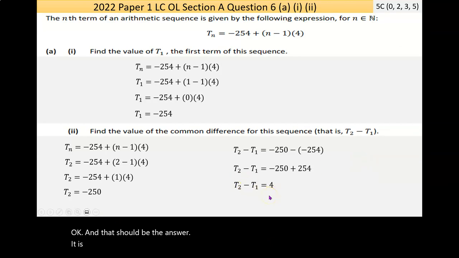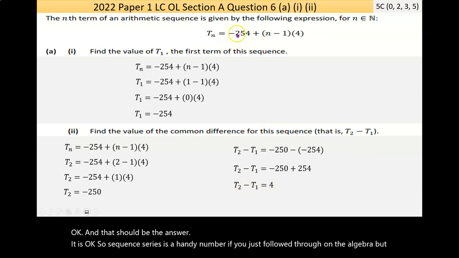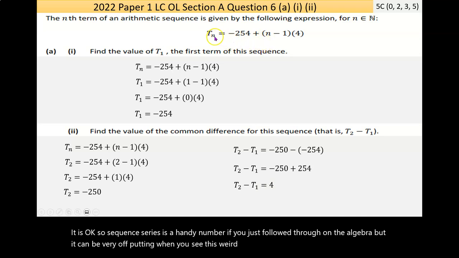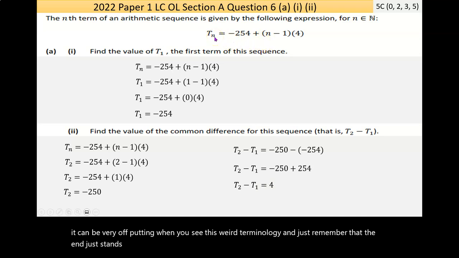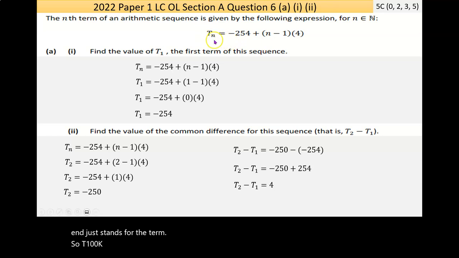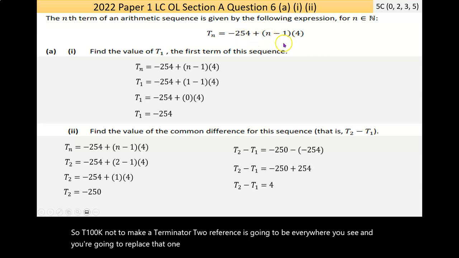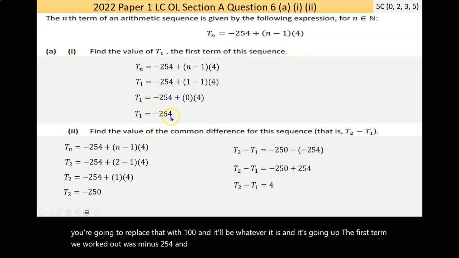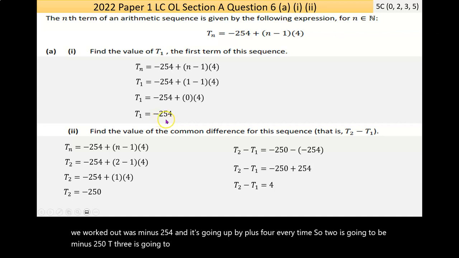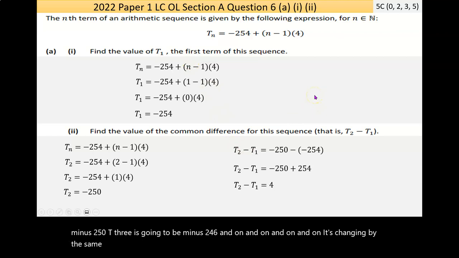So sequences and series is a handy topic if you just follow through on the algebra. But it can be very off-putting when you see this weird terminology. Just remember that the n just stands for the term. So T100, not to make a Terminator 2 reference, is going to be, everywhere you see n, you replace that with 100. The first term we worked out was minus 254, and it's going up by plus 4 every time. So T2 is going to be minus 250, T3 is going to be minus 246, and on and on. It's changing by the same amount, and we worked out in part 2 that that change is 4 every time.